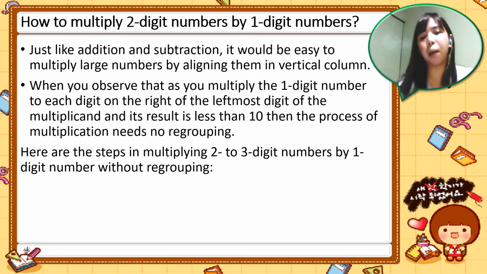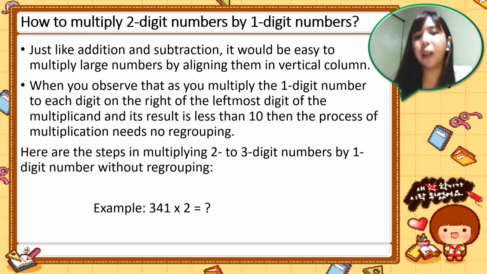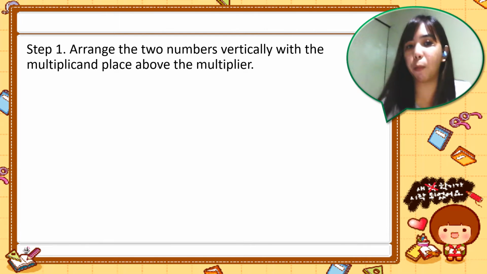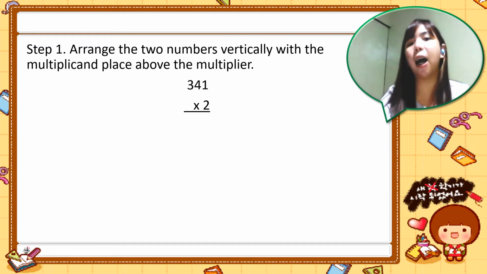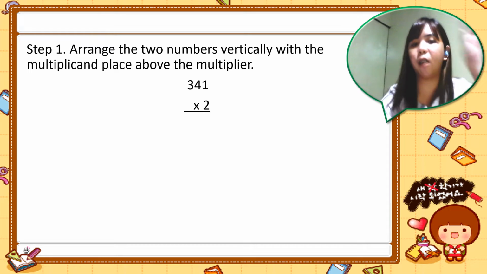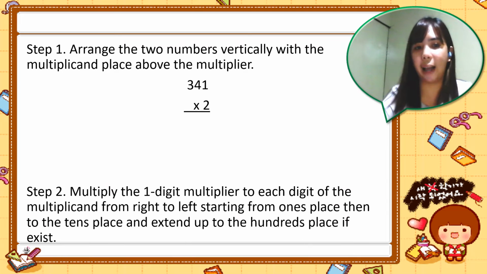So here are the steps in multiplying 2 to 3-digit numbers by one-digit number without regrouping. For example, 341 times 2 is equal to question mark. Okay. Step 1, arrange the two numbers vertically with the multiplicand placed above the multiplier. So take a look at this one. We now arrange them vertically. 341 times 2 equals blank.